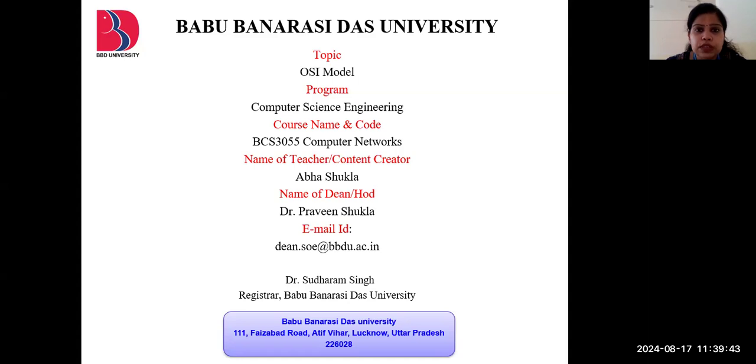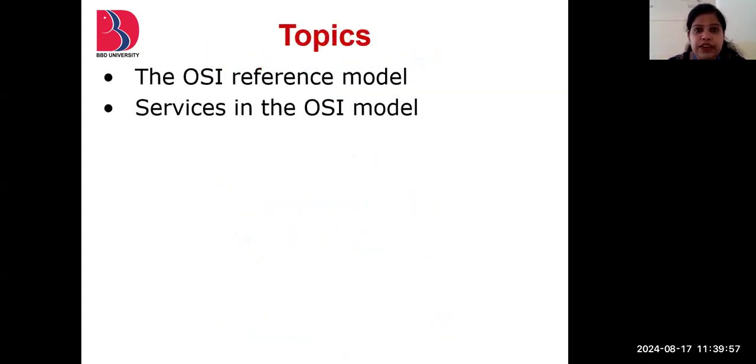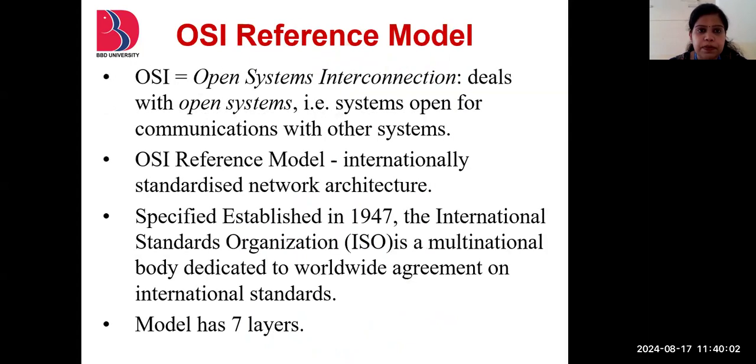Today, we are going to discuss a very important topic, that is the OSI model in computer networks. The topics we will be covering today are the OSI reference model and the services provided by each layer in the OSI model. Now, OSI stands for Open System Interconnection. It actually deals with the systems that are open to communicate over a distant area, that is, systems which are open for communication with other systems at a remote location.